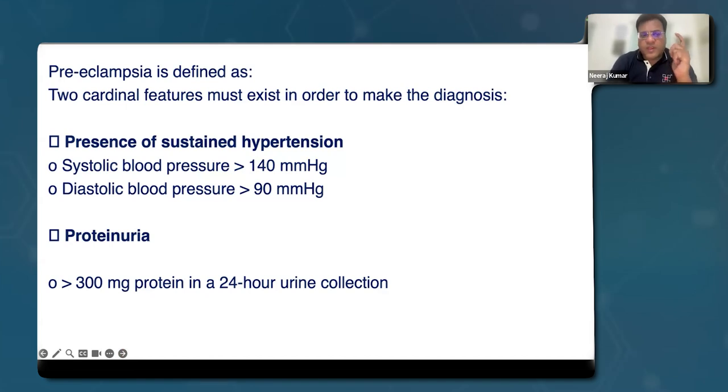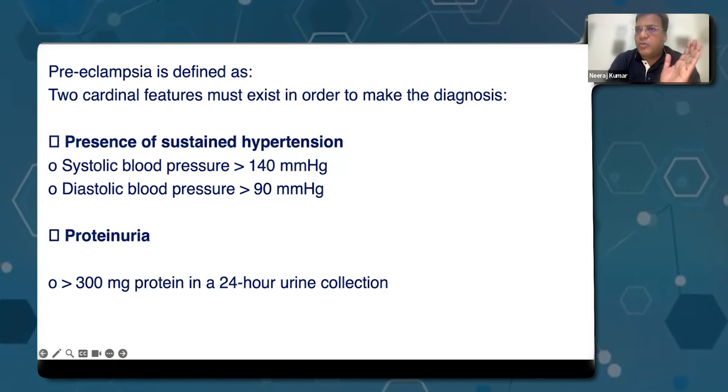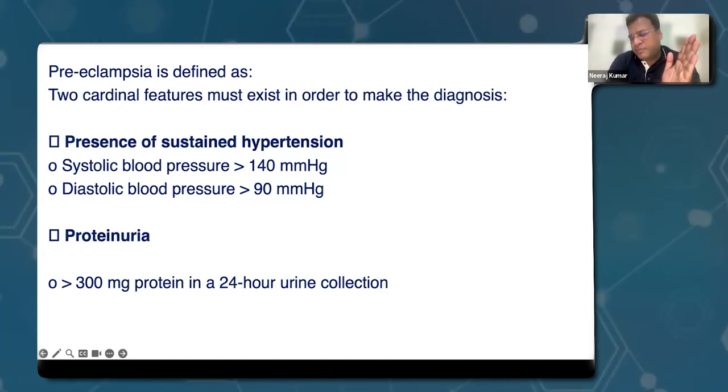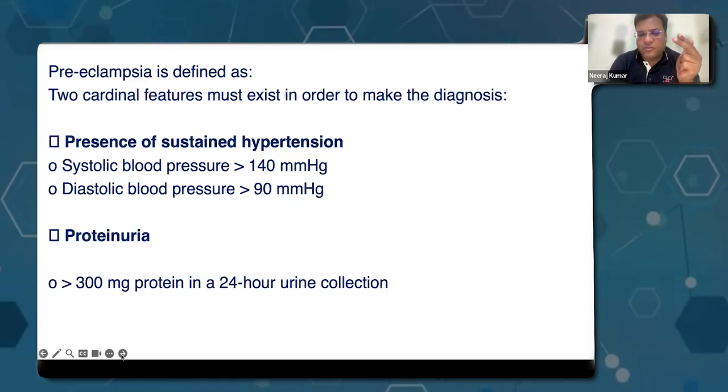Thank you. So the second point is the proteinuria. What is the level of protein present in the 24-hour urine collection? Whether more than 300 milligrams of protein is there or not. So for defining preeclampsia, these two criteria have to be there.